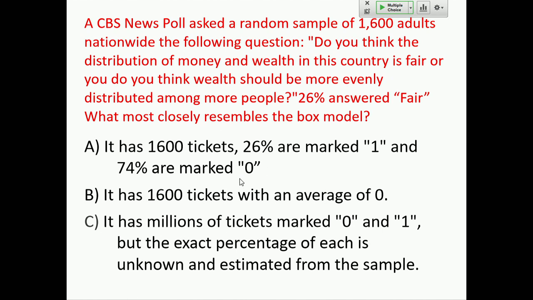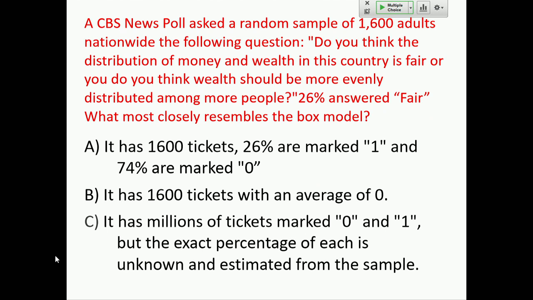The box is the whole population, right? So we drew 1,600 people randomly from all, nationwide, right? We asked a random sample. So the box has millions of tickets because we drew the sample to estimate how many people in the whole nation feel this way. Does that make sense? So the box has millions of tickets, marked 0 and 1, but the exact percentage of each is unknown, and we're going to estimate it from our sample.